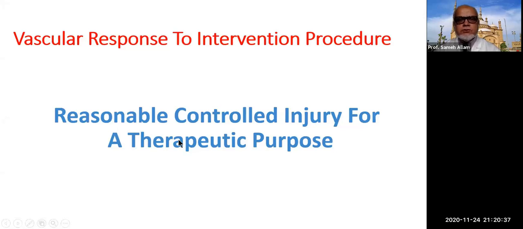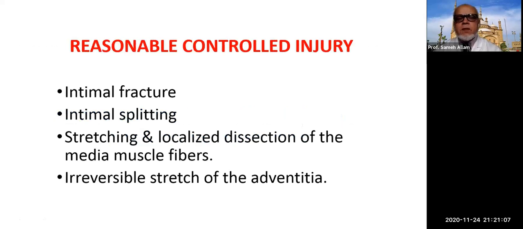Before discussing the pathology of dissection, let us remember first, what are we actually doing during the routine PTCA and stenting? What we are actually doing is intentionally inducing reasonable controlled injury for a therapeutic purpose. So what we are usually doing during our PCI is inducing reasonable controlled injury for a therapeutic purpose. What is meant by reasonable injury?